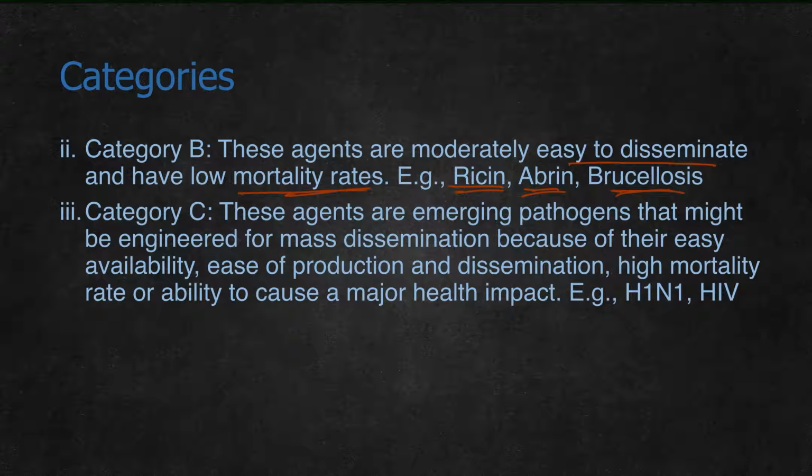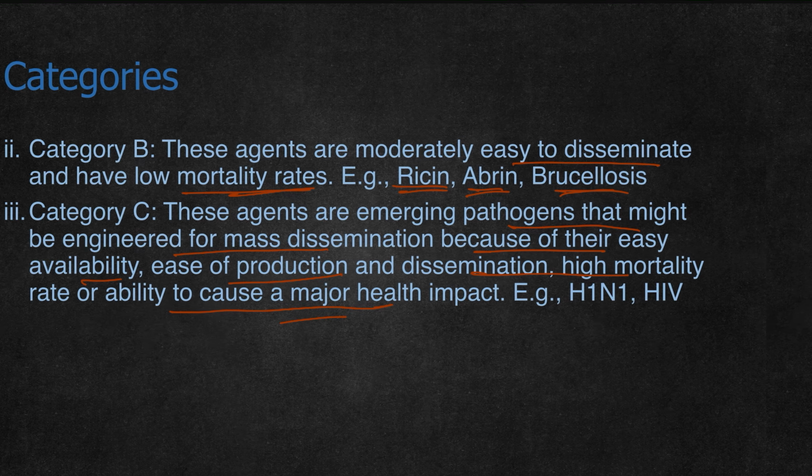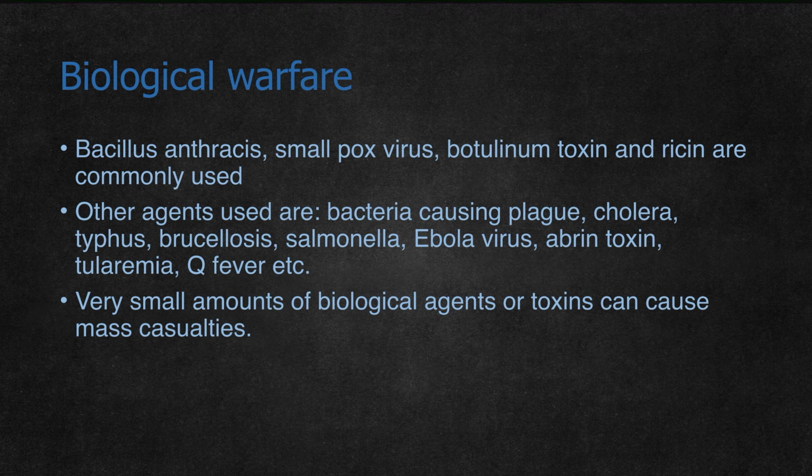Category C: these agents are emerging pathogens that might be engineered for mass dissemination because of their easy availability, ease of production and dissemination, high mortality rate, or ability to cause major health impact, like H1N1 or HIV. Bacillus anthracis, smallpox virus, botulinum toxin, and ricin are the commonly used agents for biological warfare. Other agents include bacteria causing plague, cholera, typhus, brucellosis, salmonella, Ebola virus, abrin toxins, tularemia.